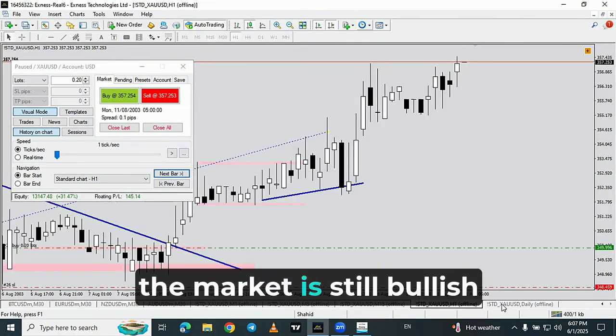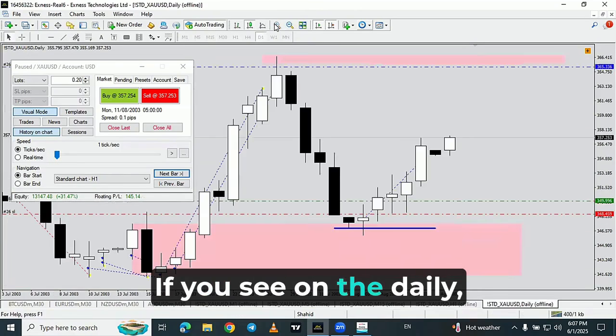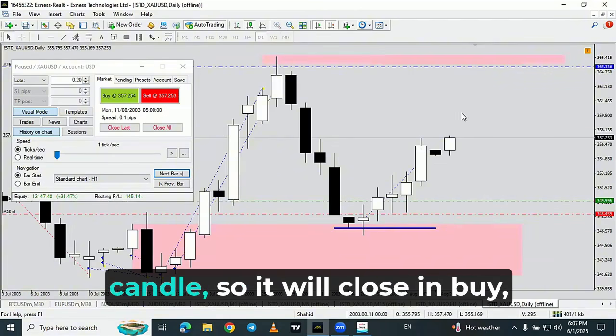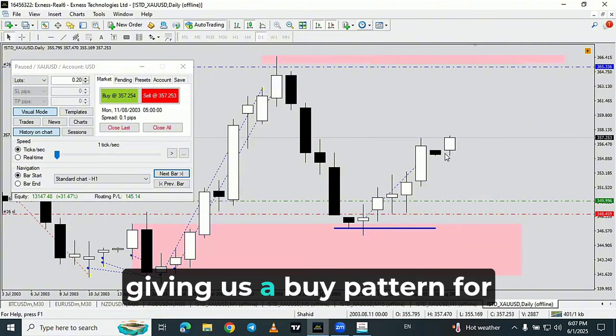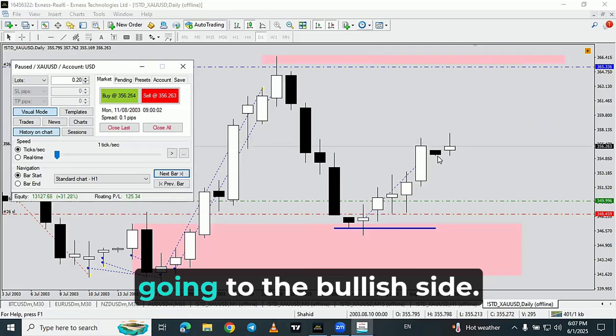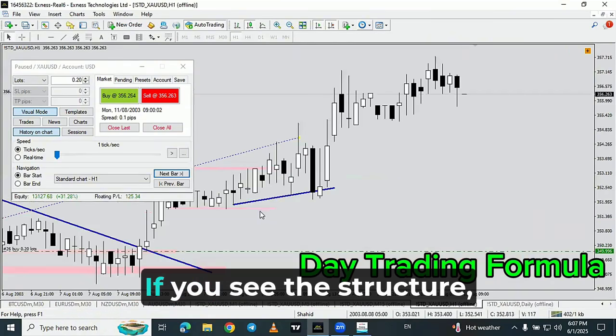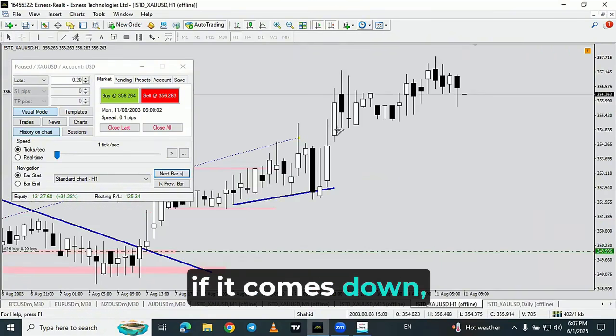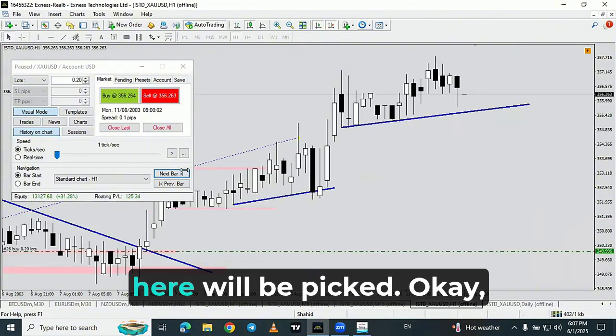See, the market is still bullish on the daily. If you see on the daily, this candle has engulfed this candle, so it will close in by giving us a buy pattern for the pullback, right? It's almost sweeping its low and going to the bullish side. If you see the structure, if it comes down, all these liquidities lying here will be picked.